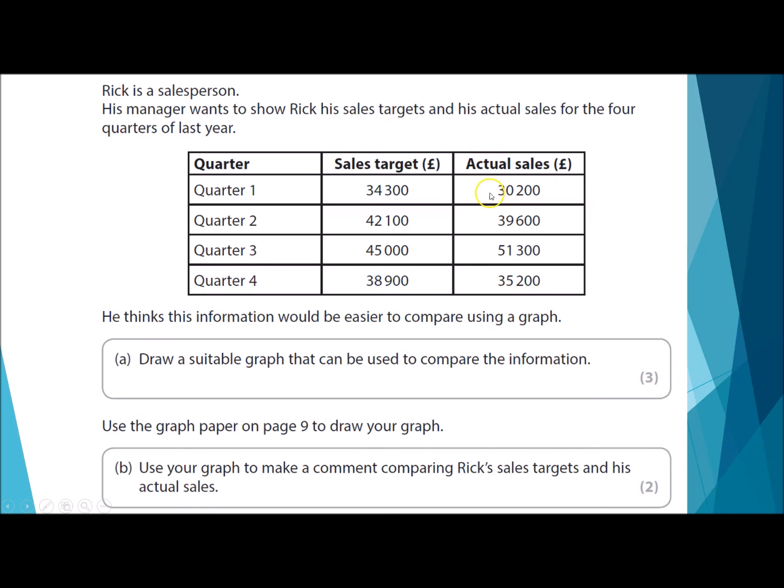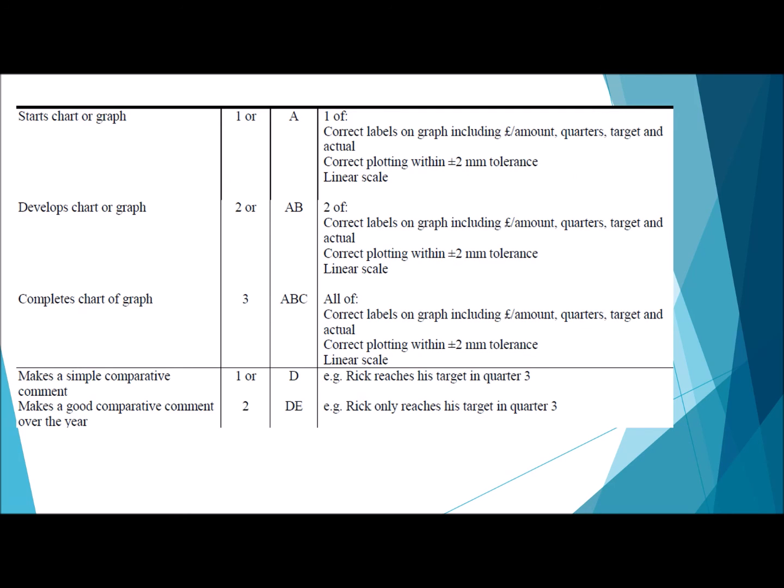You could actually use the numbers if you like. So you could say that in the quarters where he doesn't reach his target, he is more than £4,000 away. I'm not sure, I haven't looked exactly at the numbers, but something like that. You might say that Rick is close to his target in 3 of the 4 and reaches it only in 1. So there's a few different things you could say, but make sure you are comparing the actual and the sales. If you just said something like Rick had the highest actual sales in Q2, you're not actually comparing the sales and the actual, you're just making a comment about the actual. So maybe a little bit trickier, that one, for the comment.